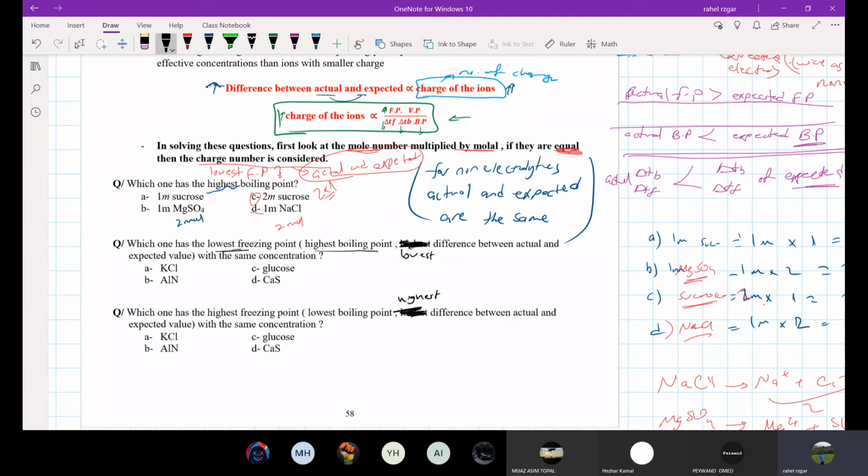Lowest freezing point and highest boiling point need the most mole. So KCl is 2 mole. Aluminum nitride is also 2 mole. Calcium sulfide is 2 mole. So we don't care about the mole now. The answer is either A, B, or D.